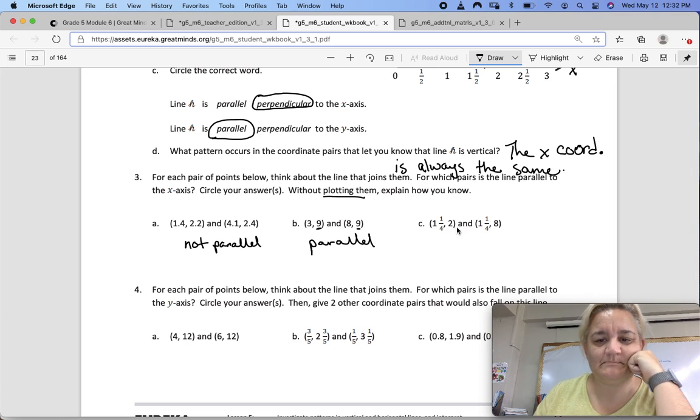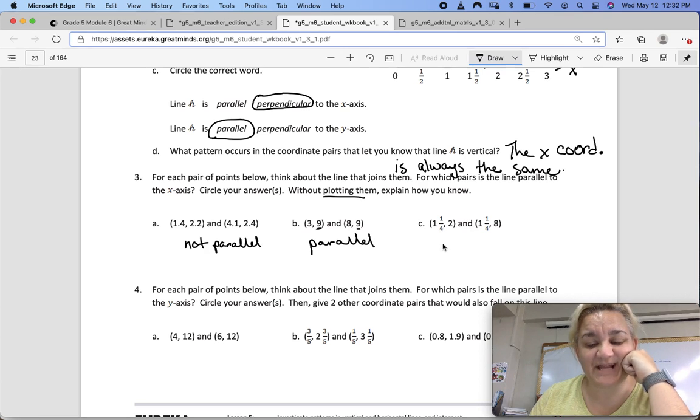Okay? (1 1/4, 2) and (1 1/4, y). No, that's not parallel. It's actually perpendicular. And how did I know that? Because the x was the same. Okay? I didn't have to plot those to know that. I just looked for those patterns.